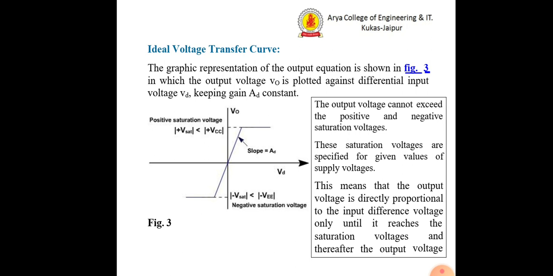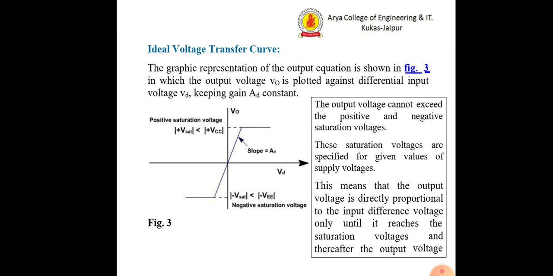Now, another important aspect of the op-amp is the ideal voltage transfer curve. As you can see, this is a graphical representation of the output equation which was shown in figure 3, that is, V output equals AD into V1 minus V2.